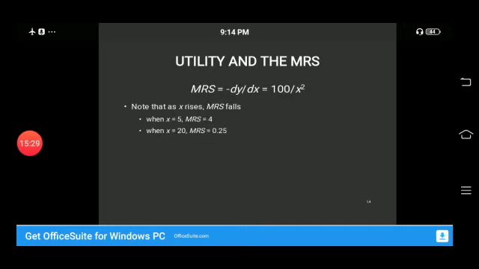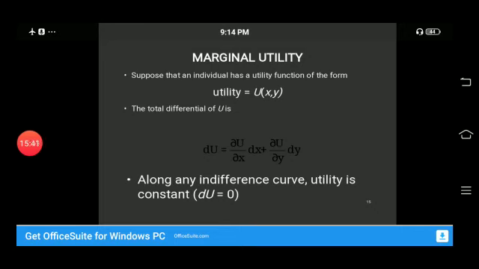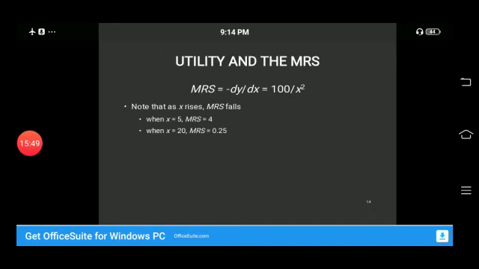Utility and the marginal rate of substitution. Note that as x rises, MRS falls. When x is 5, MRS is 4. And when x is 20, MRS is 0.25. It means that for getting more of one commodity, we are sacrificing 4 of the other commodity.